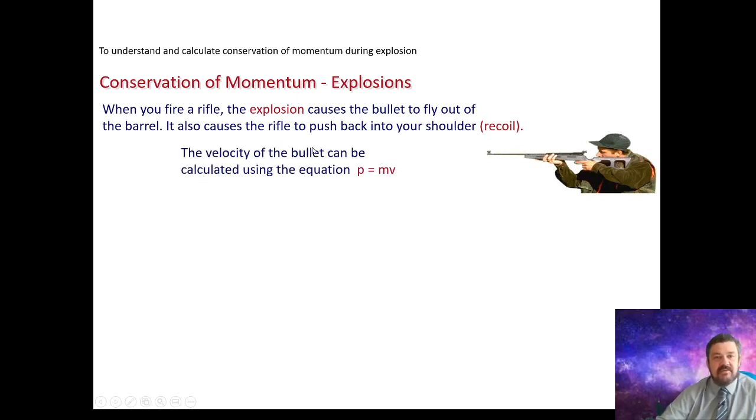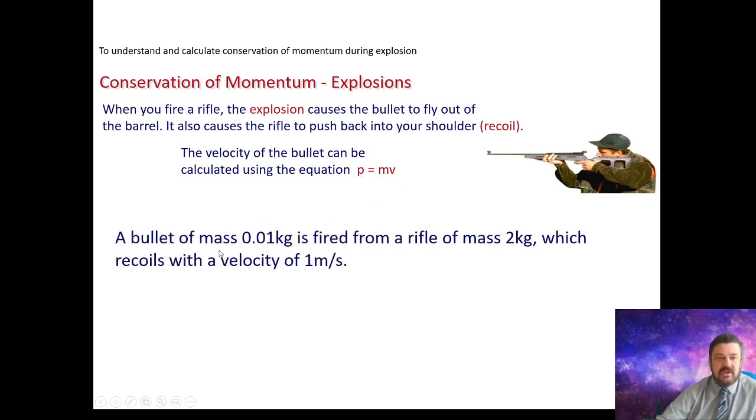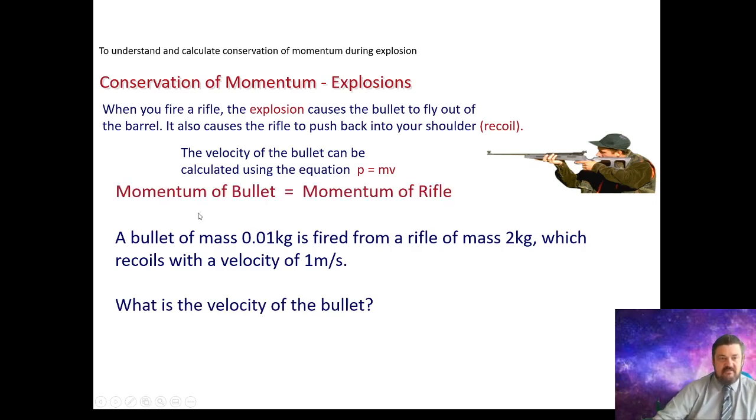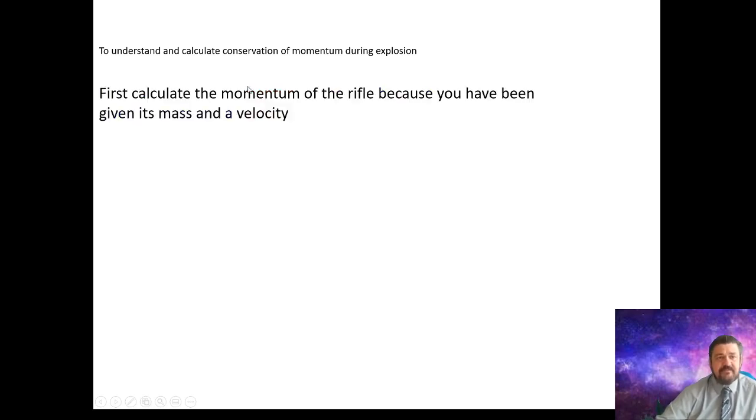So the velocity of a bullet can be calculated using the equation, again, P is equal to mv. Let's expand it. Momentum is equal to mass times velocity. So a bullet of mass 0.01 kilograms is fired from a rifle of mass 2 kilograms, which recoils with the velocity of 1 meter per second. What is the velocity of the bullet? Now we're going to do exactly the same thing again. Momentum of the bullet will equal the momentum of the rifle. So let's go through it.